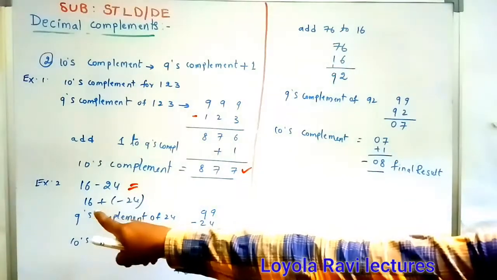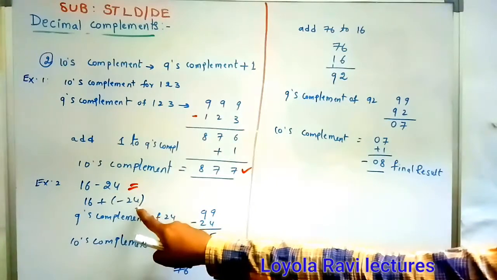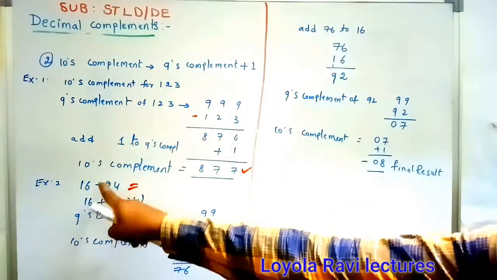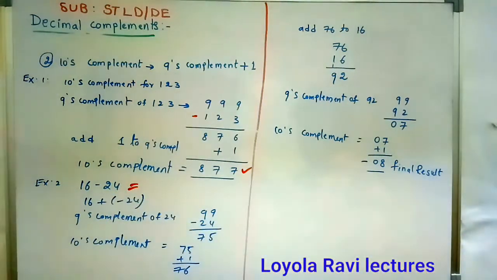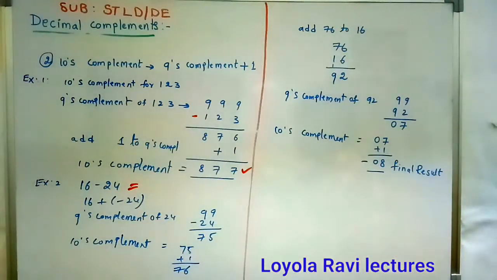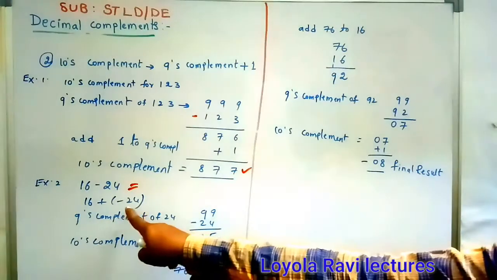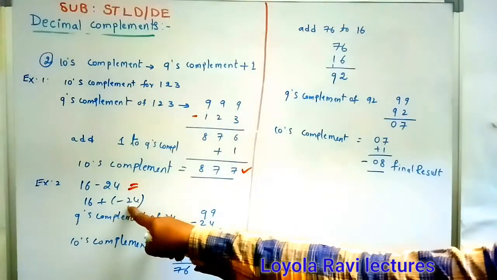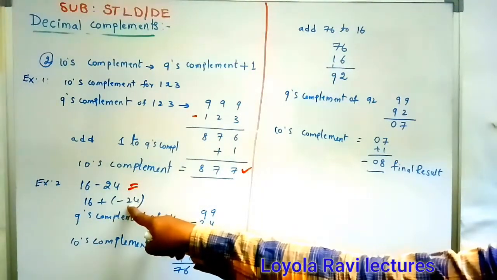So I am writing 16 plus of minus 24. Minus 24 is nothing but a negative number. Complements are used for negative number representation. So first find the complement for 24. Why? Because this is a negative number.